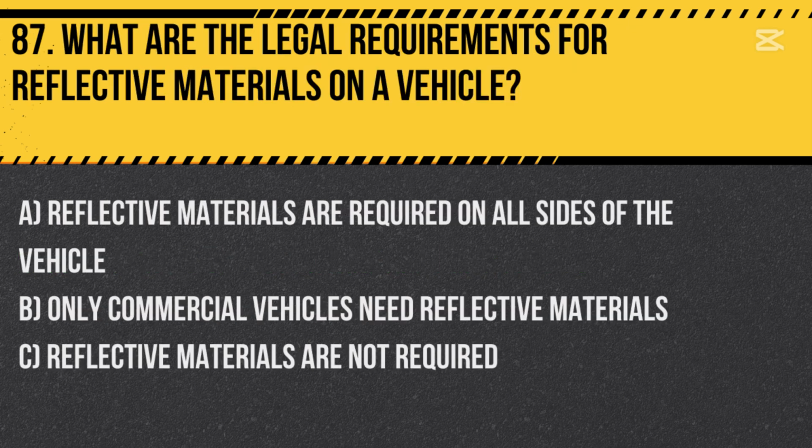Question 87. What are the legal requirements for reflective materials on a vehicle? A. Reflective materials are required on all sides of the vehicle. B. Only commercial vehicles need reflective materials. C. Reflective materials are not required. Answer: B. Only commercial vehicles need reflective materials. This regulation helps increase the visibility of larger vehicles during low light conditions.